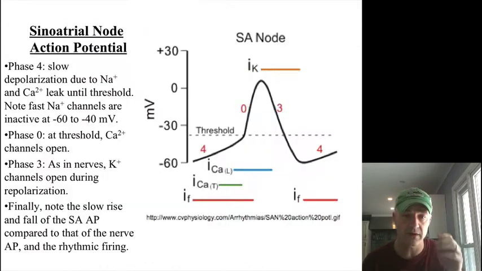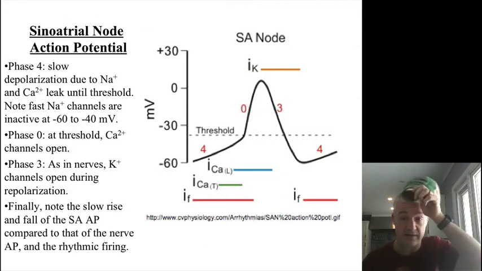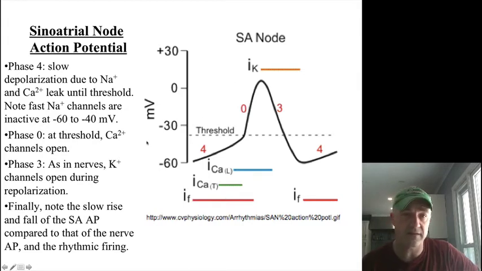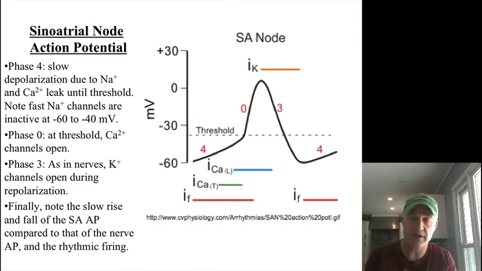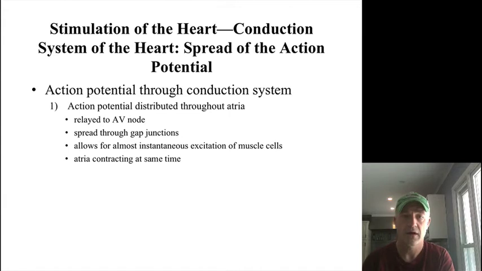But the SA node has this leak channel going on here. If we get a sufficient level of sodium leaking in, it reaches the threshold that causes depolarization, and then repolarization as the potassium goes back in, and again opens up calcium channels. And this is how we're going to actually fire off this node.